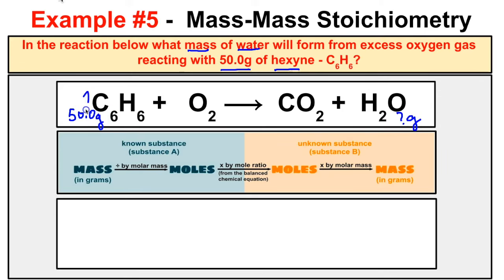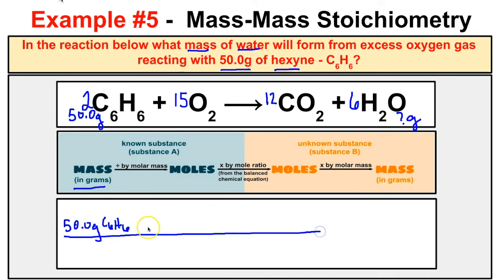So we have to balance our chemical equation first. And so let's go ahead and balance that right now. Our chemical equation is now balanced. So what are we starting with? What's the starting material? We have 50.0 grams of C6H6. And we want to know how many grams of water will end up being produced.